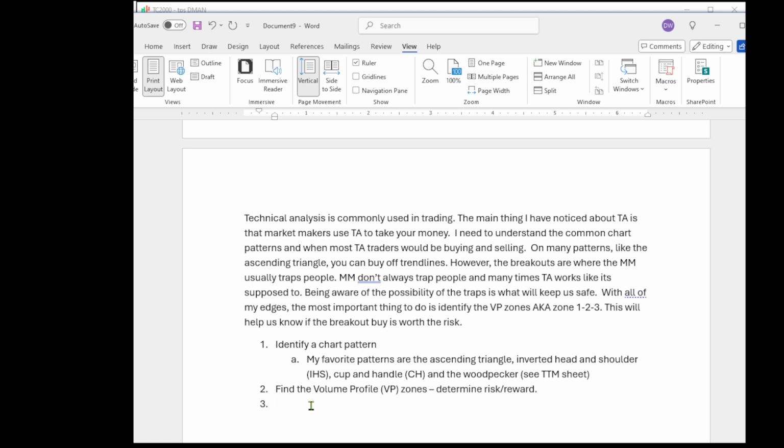Okay, so make a plan to play the chart pattern accordingly if the volume profile says the risk reward is worth it.